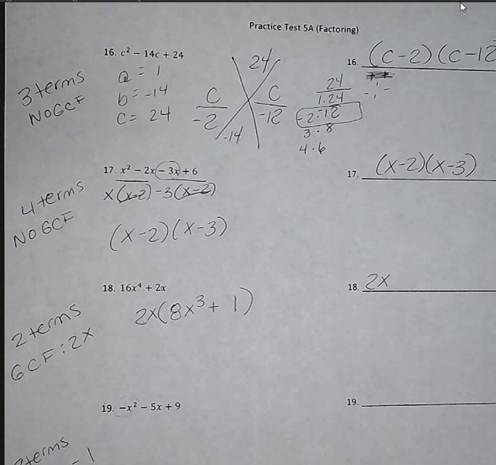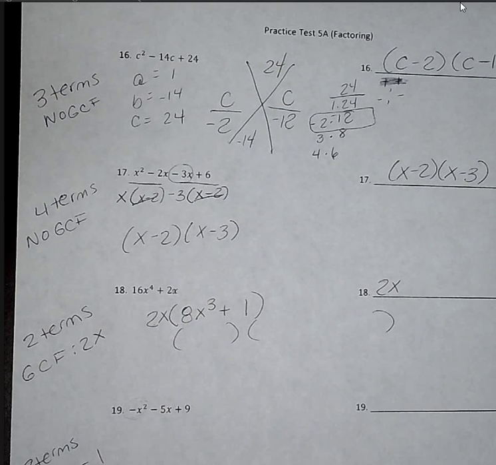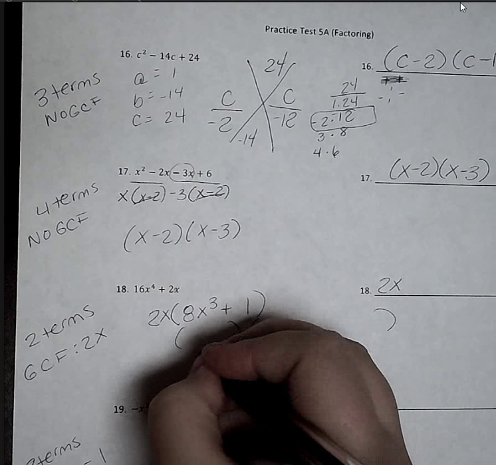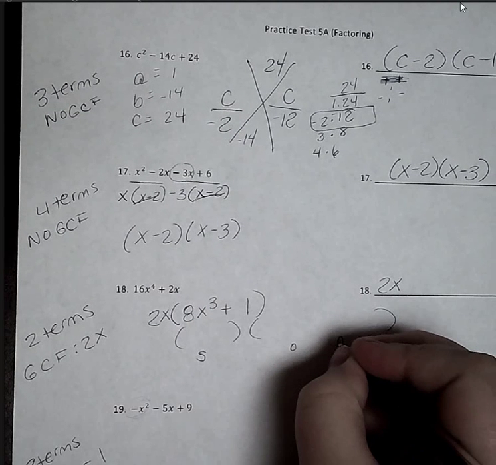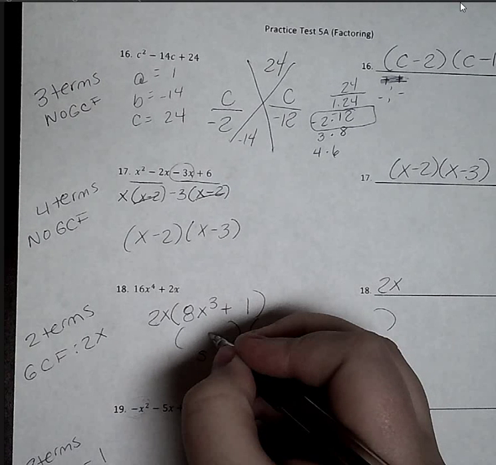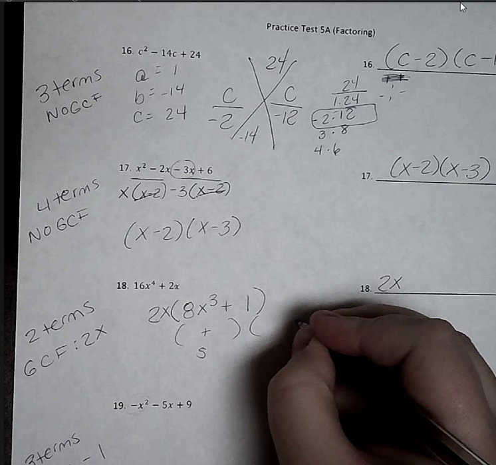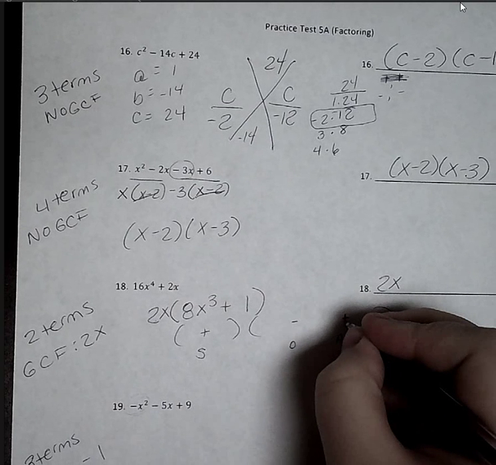So now on the inside, there's two terms, and it's the sum of cubes, okay, because 8x to the third and 1 are both perfect cubes. So that means same, opposite, always positive. So if I start off with a positive, then I have the same, which is a positive, opposite is a negative, and always positive is a plus.